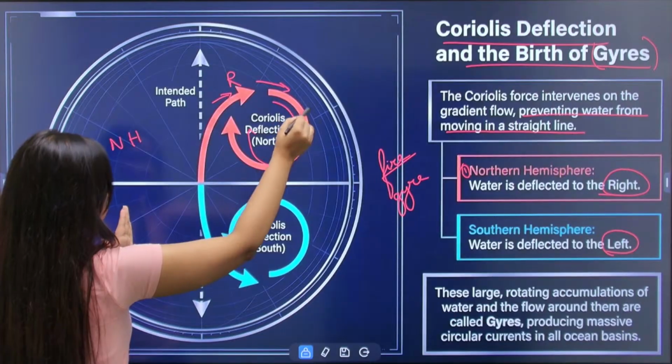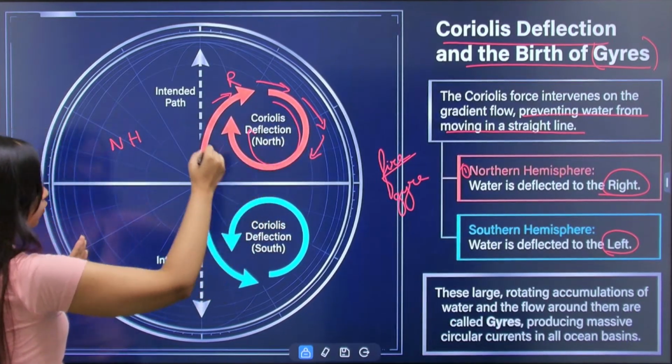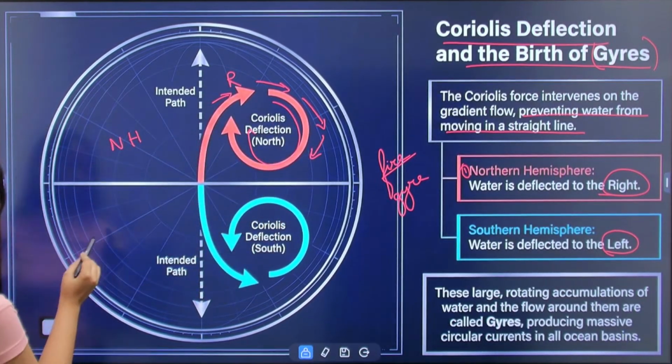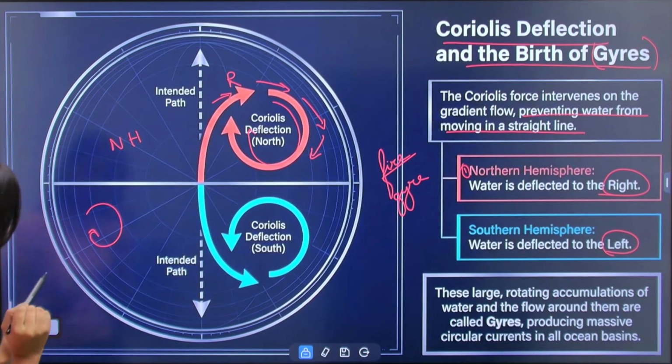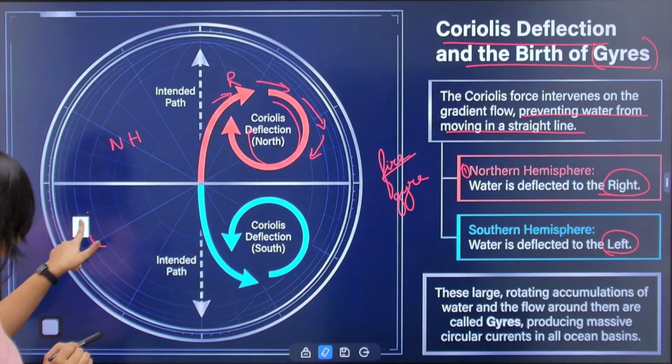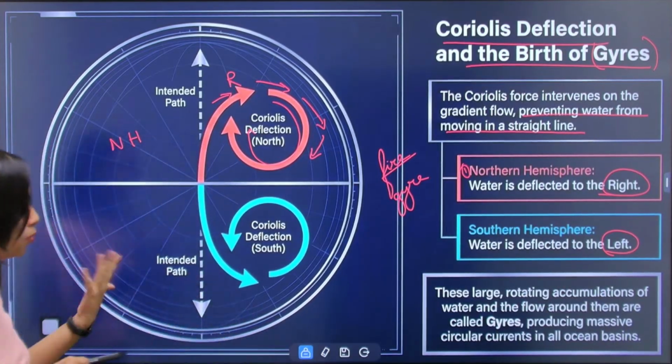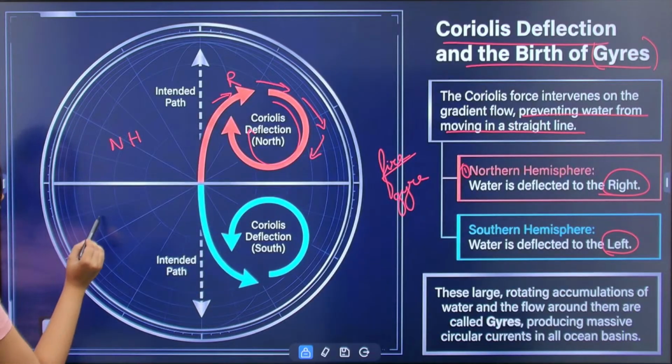There was continuous deflection towards the right, and therefore we got the formation of a gyre. That means it gets a circular form, isn't it? Then again, what happens in the southern hemisphere is completely opposite to what happens in the northern hemisphere.